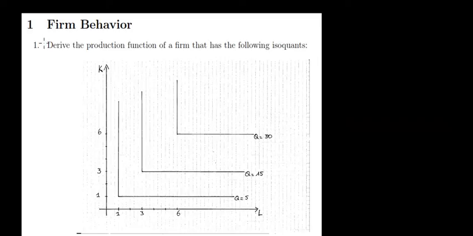Let's have a look at question 1 in this video. So we have this graph and we want to derive the production function with the following isoquants. So these are isoquants. Now let's recall what isoquants are. These are showing combinations of capital and labor for a given production.